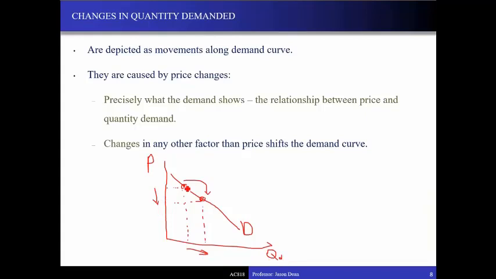Okay. When we move along the demand curve, we're moving along the demand curve because the price is changing. And when we talk about this change in Q along the demand curve, we use the term quantity demanded. Now that's different than if the demand curve shifts. If the demand curve shifts to the right, we're saying that at any price, the quantity demanded has increased by this horizontal distance.